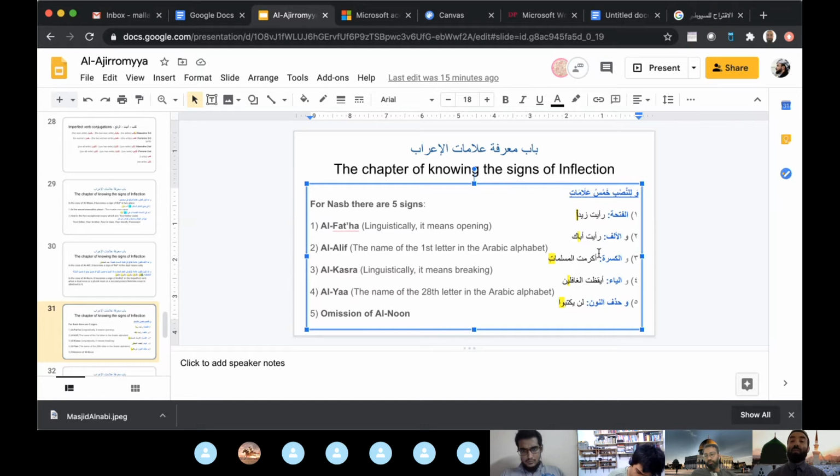For the alif, the example that I have is ra'aytu abaka. I saw your dad. How do you know that abaka, which is one of the 5 exceptional nouns, is mansub? Because of this alif. And the third sign of nasab is the kasra. The example that I have is akramtul muslimati. I was generous to the Muslim woman. How do we know that muslimati is mansub? Because of the kasra at the bottom of the ta.